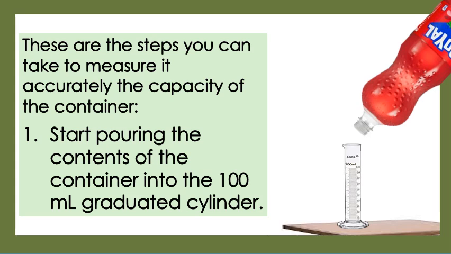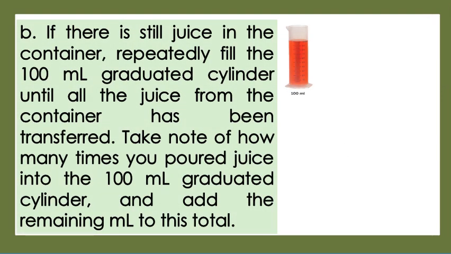Start pouring the contents of the container into the 100 milliliters graduated cylinder. If there is still juice in the container, repeatedly fill the 100 milliliters graduated cylinder until all the juice from the container has been transferred. Take note of how many times you poured juice into the 100 milliliters graduated cylinder, and add the remaining milliliters to this total.